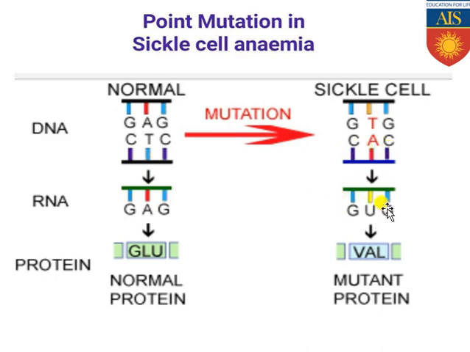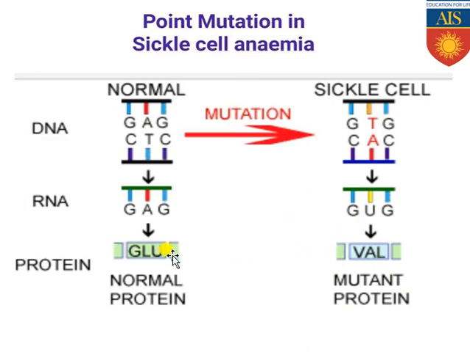Keep it in your mind, this GAG codon is exclusively responsible for coding the amino acid glutamic acid. But when it changes due to the mutation into GUG, automatically that will code the amino acid valine. That means the glutamic acid is replaced by valine, and obviously the protein has become mutant, and due to the presence of this valine in the place of glutamic acid, the structure of the RBC has changed into sickle shape. So this is the reason behind sickle cell anemia.